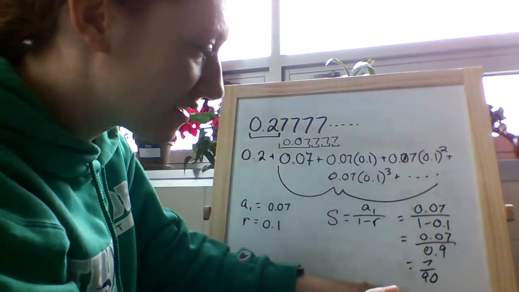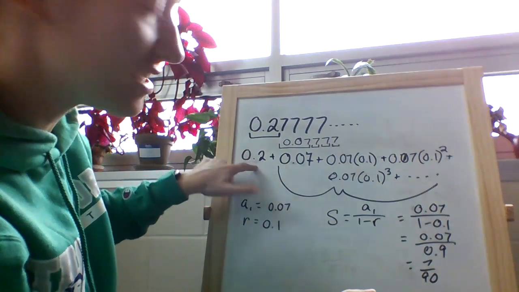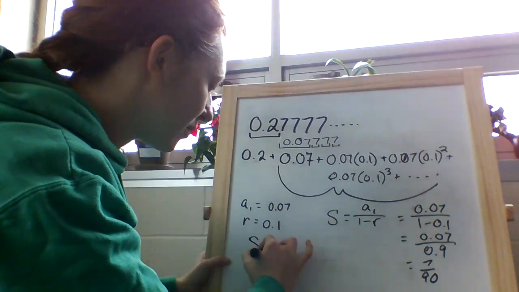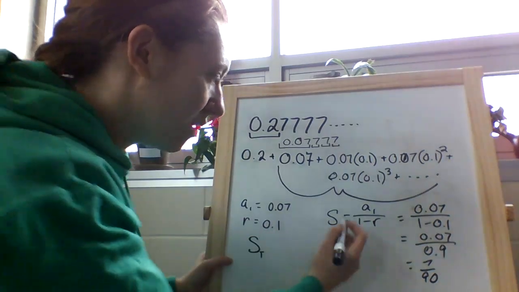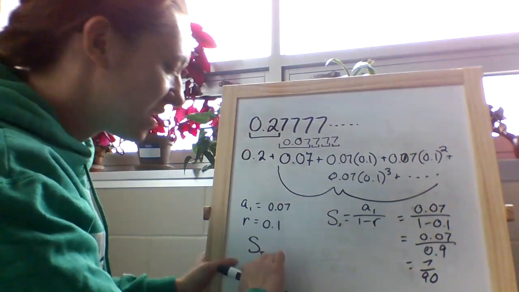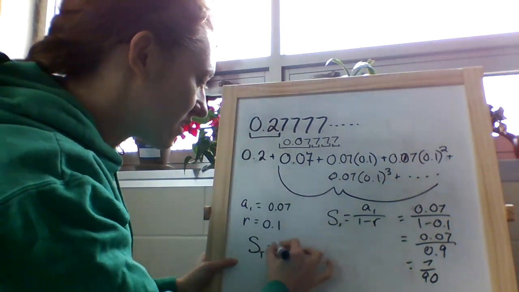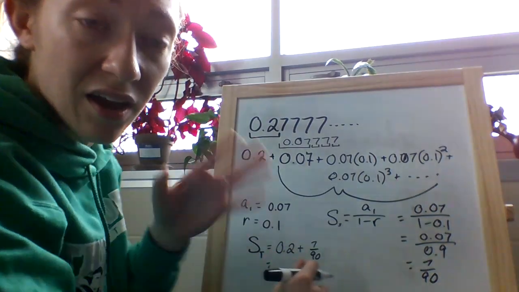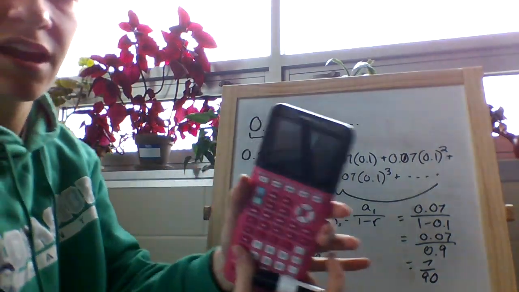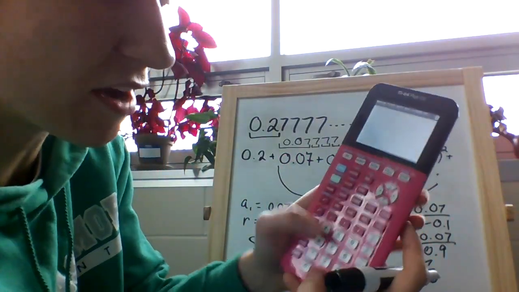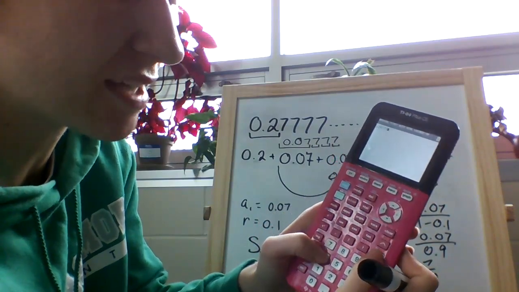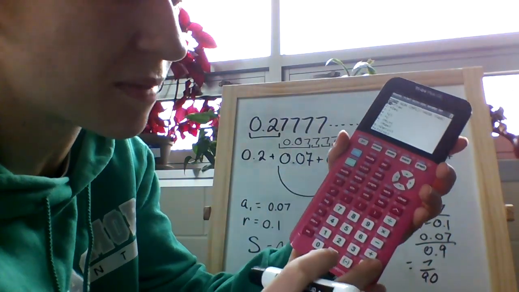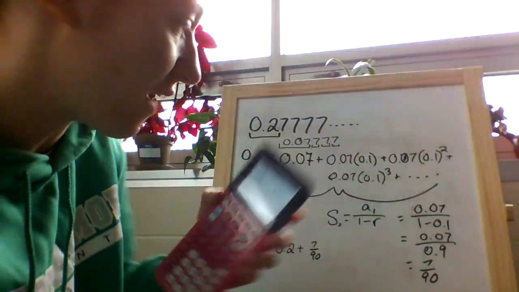All right, now that is the sum of just this chunk in addition to that 0.2. So my final answer, my total sum, I'm just going to label this s sub t, so they're a little bit different. So this can be the sum of my series, and this is my total sum. It's going to be that 0.2 plus 7 over 90. I'm just going to plug that into my calculator: 0.2 plus 7 divided by 90, and let it do the work. So I get the correct decimal there, and then I'm going to press math, enter, enter, and that gives me 5/18.